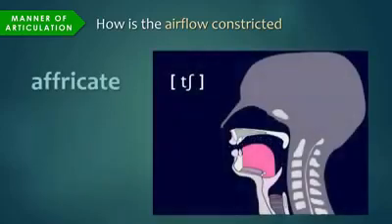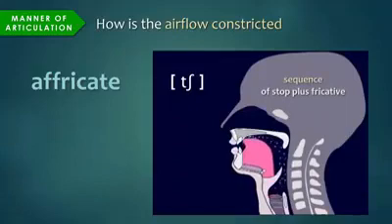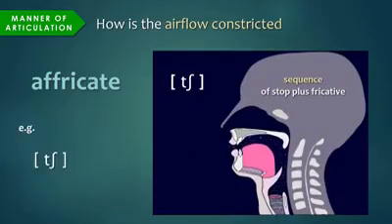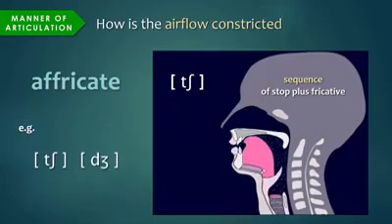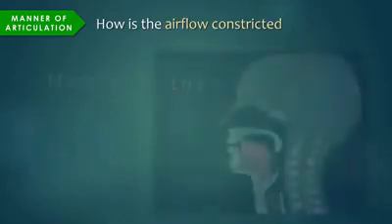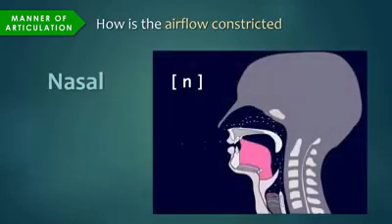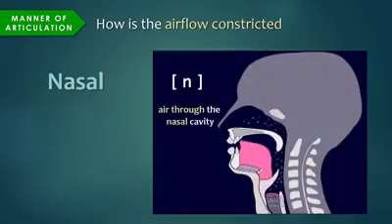Affricates result from a sequence of stop plus fricative in rapid succession. So the affricate ch represents t plus sh, just as the affricate j results from d plus j. Nasal sounds are produced when the velum is lowered, allowing air to pass through the nasal cavity, such as m, n.